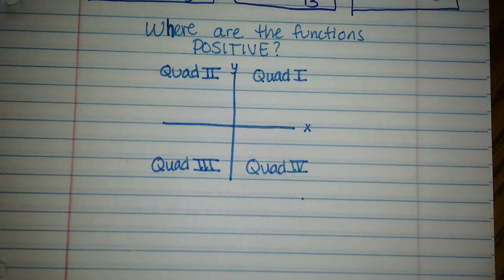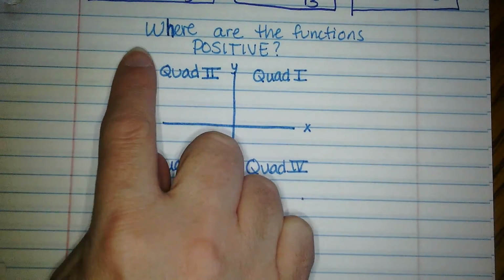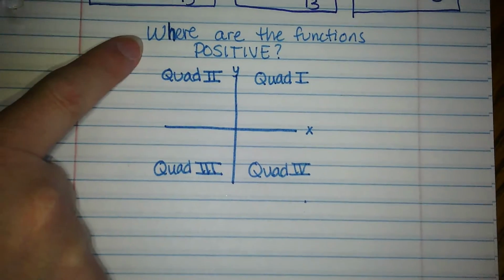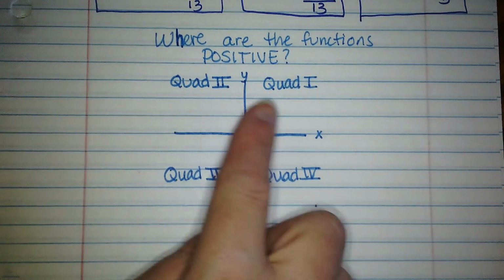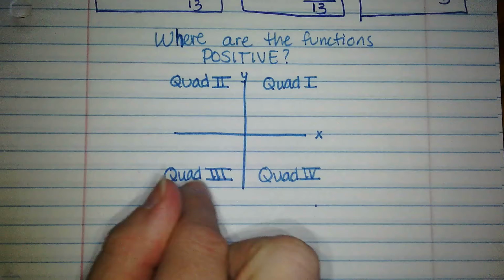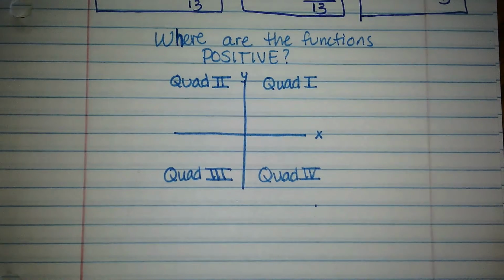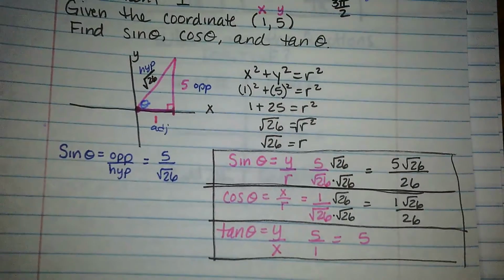Okay, so this is one of the huge takeaways that you need to get out of this lesson. And I want to go back and show you so that you understand it concretely and then abstractly. We want to be able to know right off the bat, where are the functions positive? If I have sine, I want to know what quadrant is going to give me a positive sine value. If I have a tangent, I want to know where tangent is going to be positive. And so I want to give a brief look at what we just did.